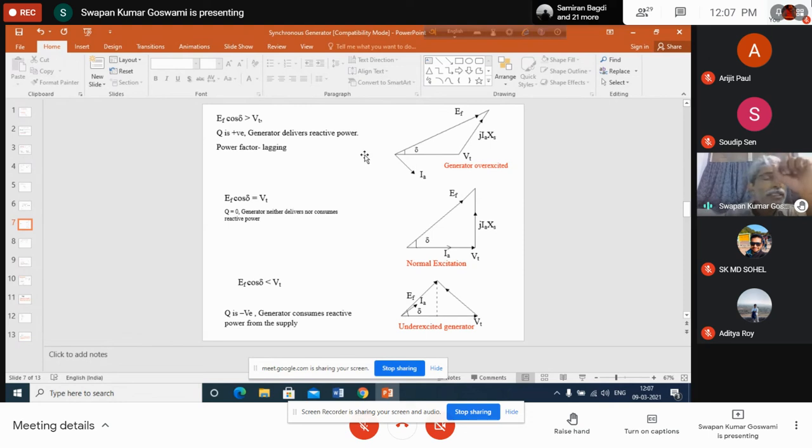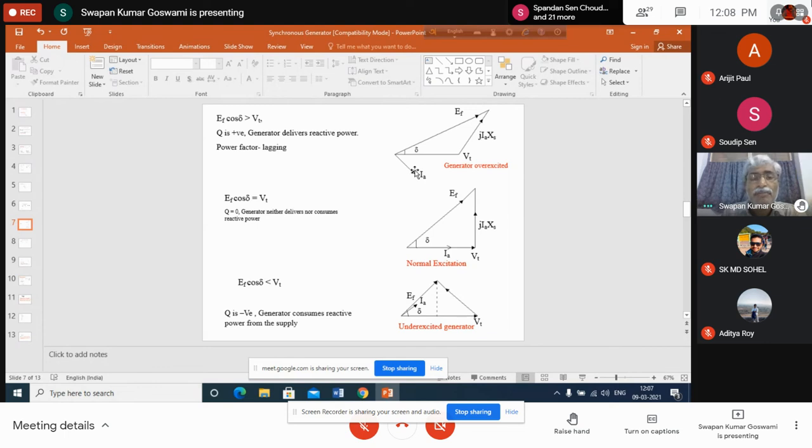IA is lagging VT means the generator power factor is now lagging. So the generator power factor is lagging when it is delivering reactive power. Am I clear? When the generator delivers reactive power, its power factor is said to be lagging. Also, we see that it is lagging because IA is lagging VT.